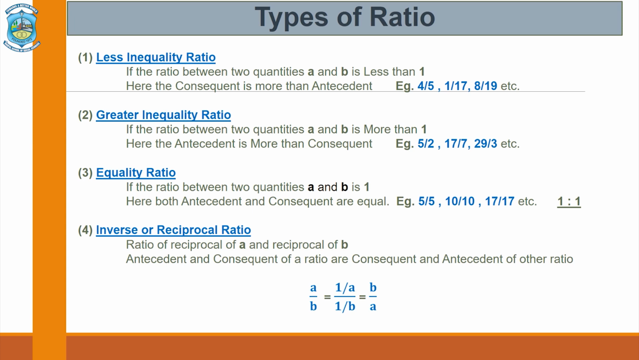Here the antecedent and consequent of one ratio is the consequent and antecedent of the other ratio. For example, we have A/B. I can write it as 1/A divided by 1/B. So it turns out to be B/A. Such types of ratios are called inverse or reciprocal ratio.